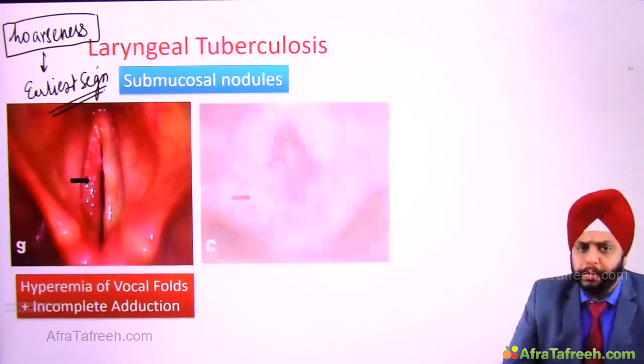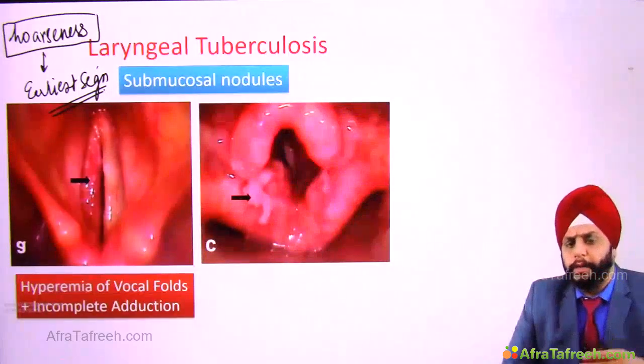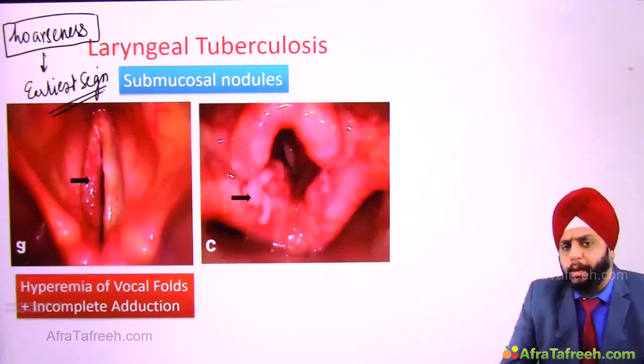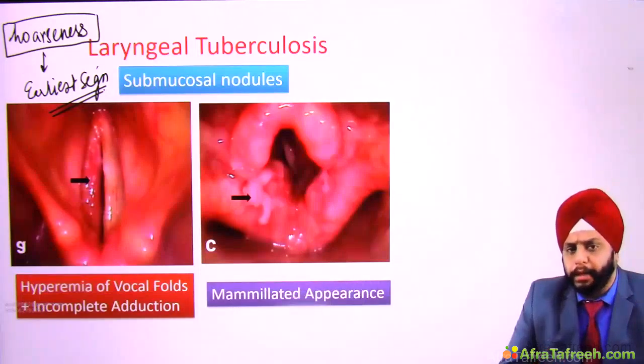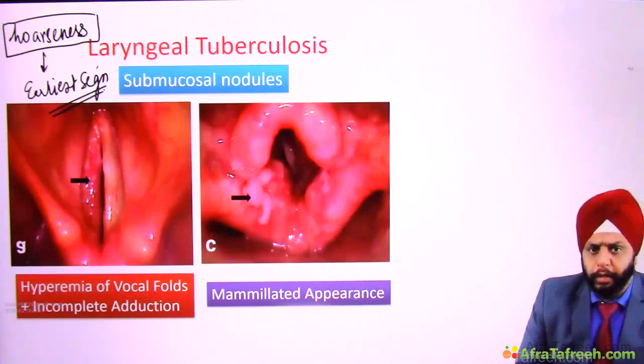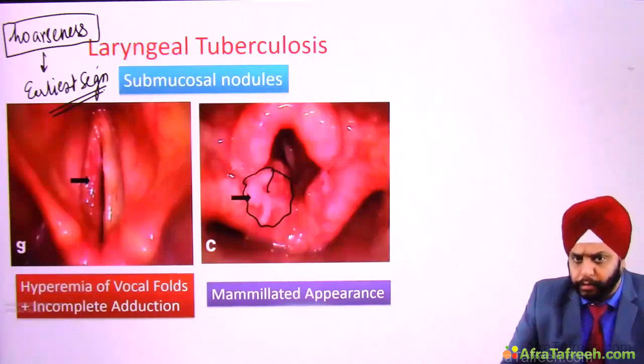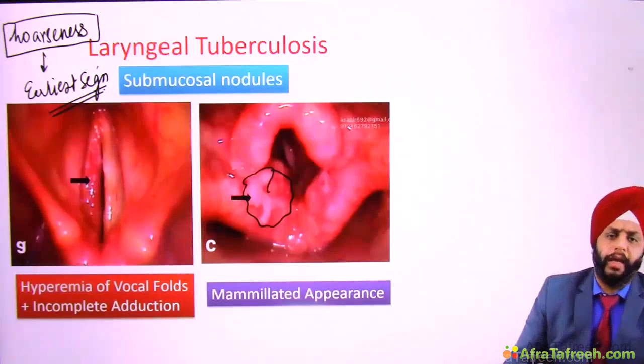Okay. Now what happens later? These nodules, they start becoming prominent. So when they start becoming prominent, they look like mammary glands. So we have a mammillated appearance. Okay. So as we can see over here, we have a mammillated appearance of the nodules. So these nodules are visible to us now. All right. Okay. What else do we see?